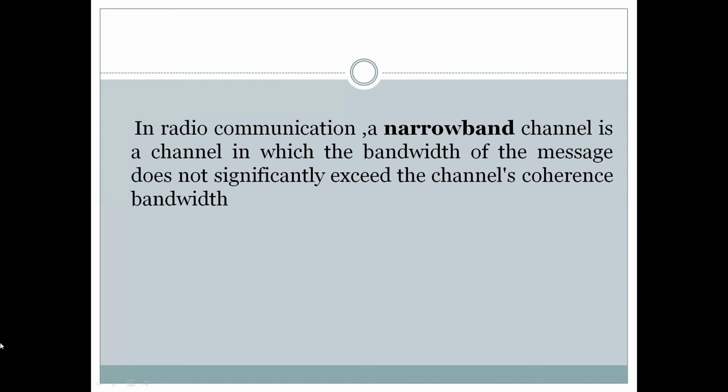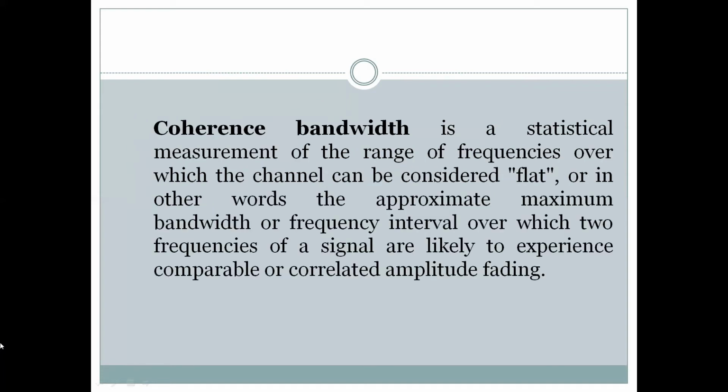In radio communication, a narrowband channel is a channel in which the bandwidth of the message does not significantly exceed the channel's coherence bandwidth. And that's a very important point to understand intuitively, that when we are talking about a narrowband channel, bandwidth can take any numerical value. However, this bandwidth should not significantly exceed the channel's coherence bandwidth. And what is a channel's coherence bandwidth? It's a property of a channel, and it's a statistical property.